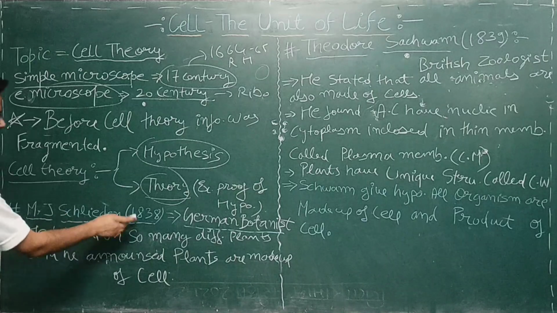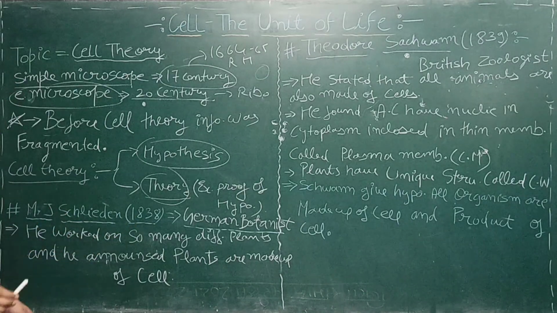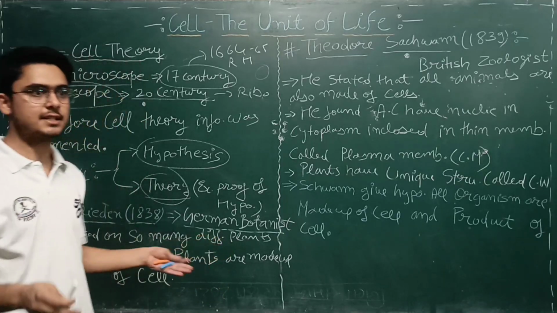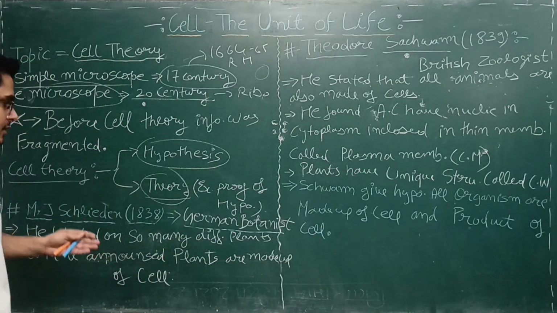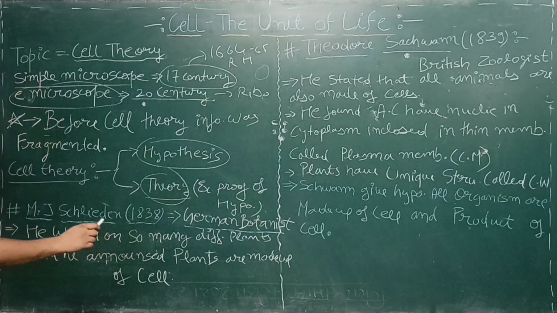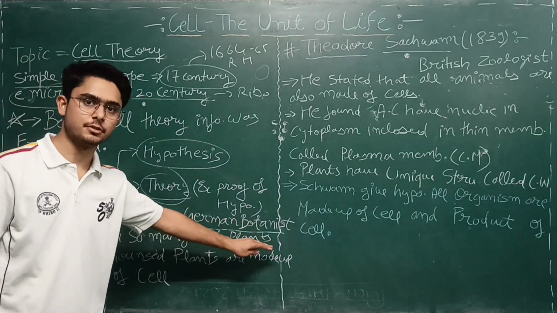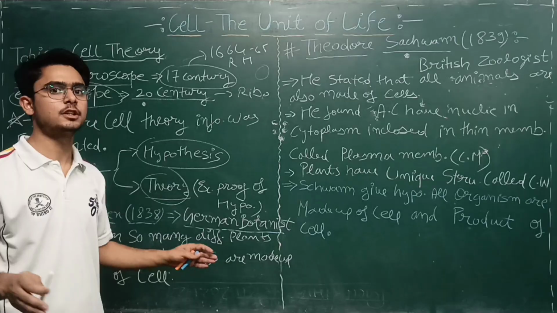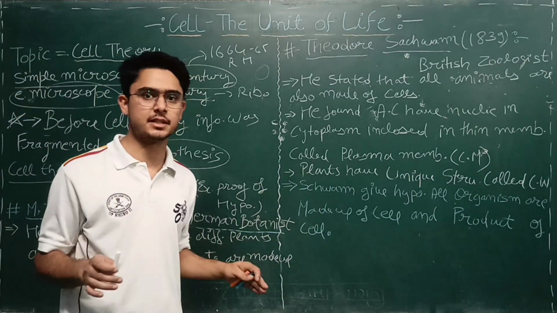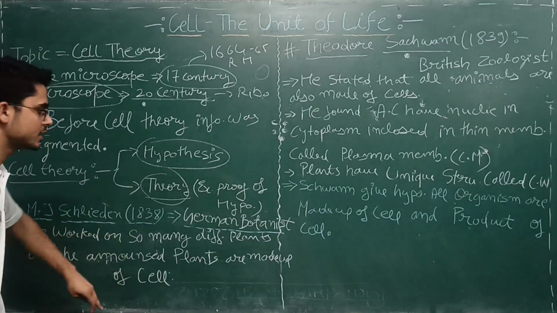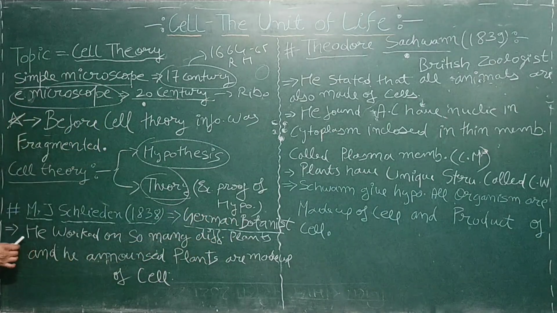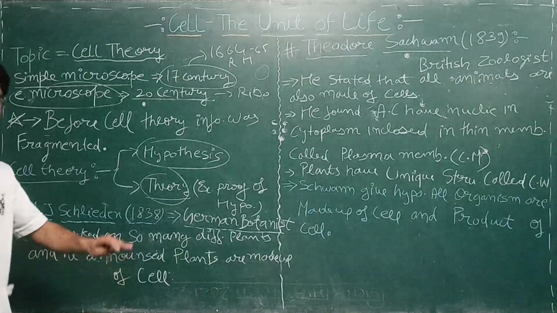Schleiden. Somebody says Schleiden, somebody says Schleiden. I used to say Schleiden, but you can say it either way. Schleiden, in 1838, was a German botanist. There is a huge amount of work from Germany in zoology, botany and several fields. So he was a German botanist, and he worked on so many plants.